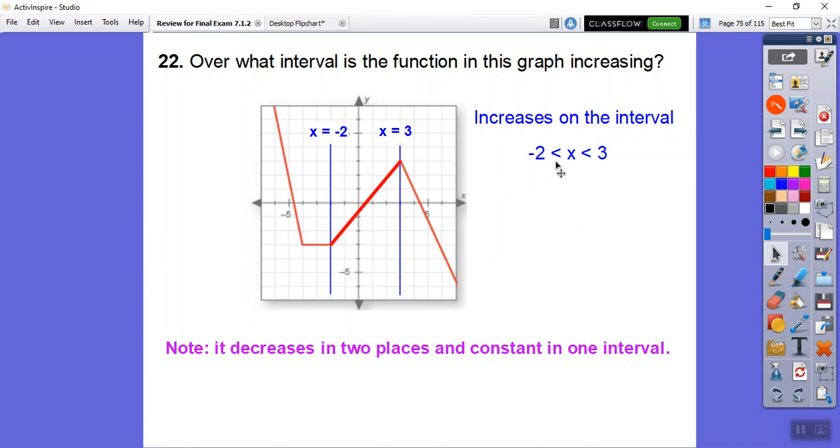Is it equal to? Well, they wouldn't give you that choice, I don't think, but it's not. It's just a point right there. A point doesn't increase or decrease.